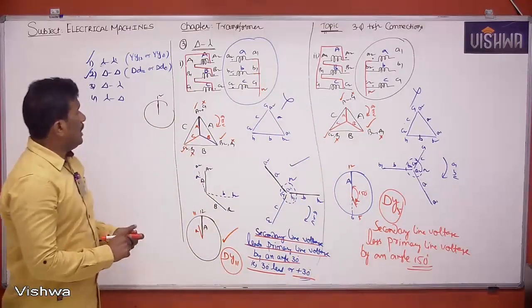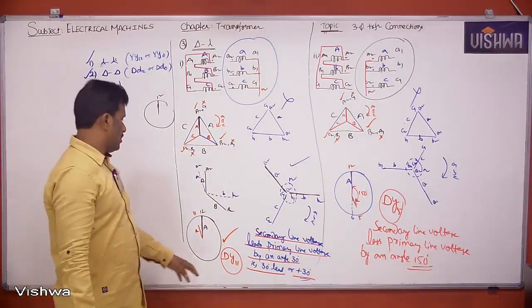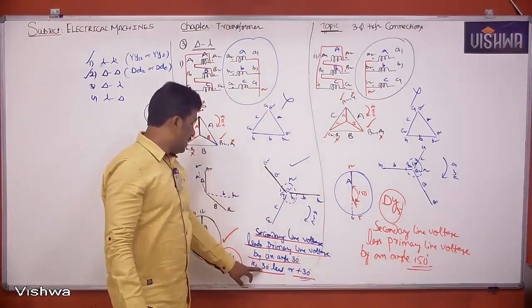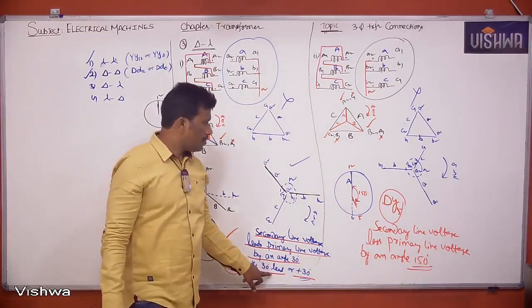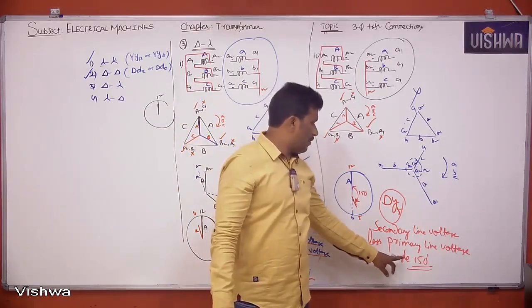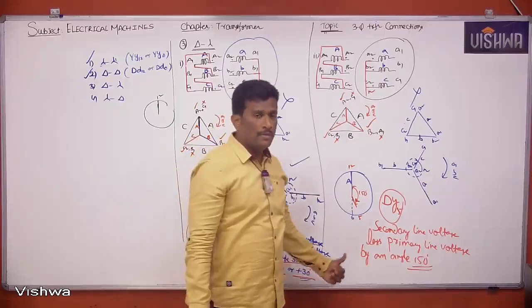So ultimately you are getting two delta connections. Number one, Dy11, next Dy5, plus 30 or 30 degrees lead. Here I can say that the secondary line voltage lags the primary line voltage by an angle of 150 degrees. Okay, please note down.